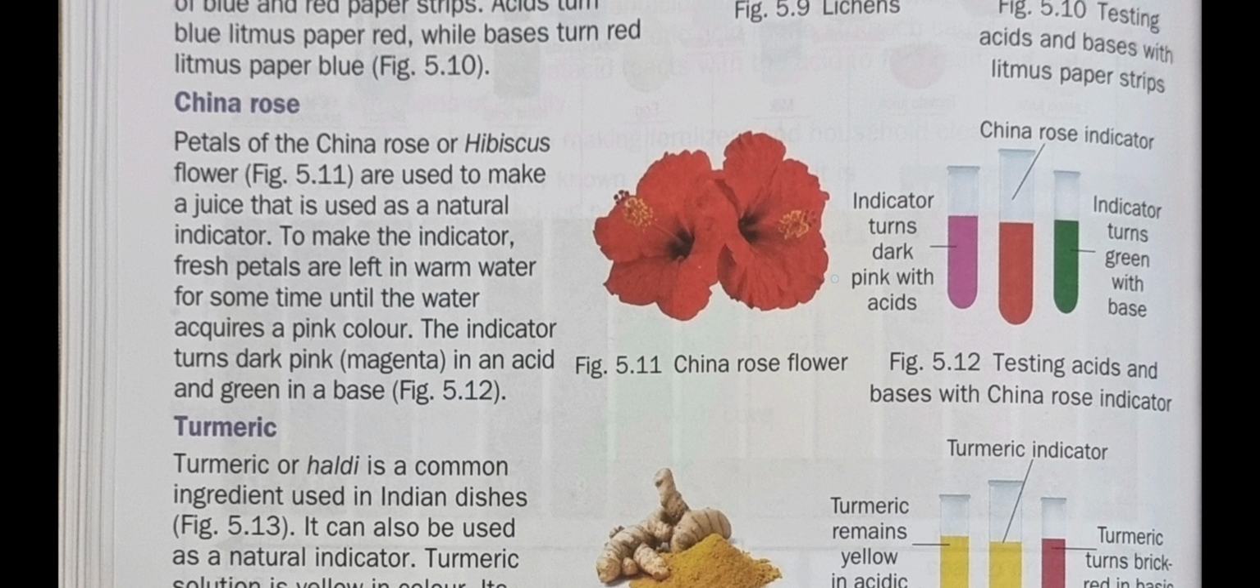And what is China rose? You can see the picture of China rose, which is also an indicator. Petals of a China rose or hibiscus flower are used to make a juice that is used as a natural indicator. To make the indicator, fresh petals are left in warm water for some time until the water acquires a pink color. The indicator turns dark pink, magenta, in an acid and green in a base.